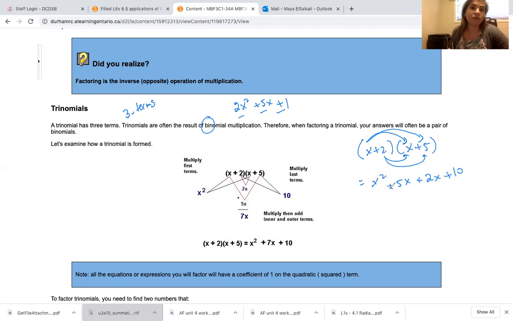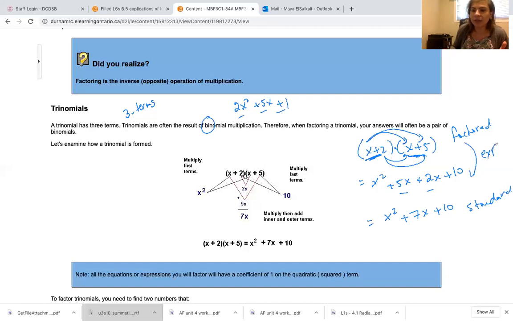As you can see here, I have four terms, but because I have two like terms, the 5x and the 2x, I can add them together, and that would end up being x squared plus 7x plus 10, which is a trinomial in three terms. So what I had here is a binomial multiplied by another binomial, and I expanded them to give me a trinomial. This is what we did in the previous lesson, right? Where I went from factored form to standard form following the expanding method. All right?